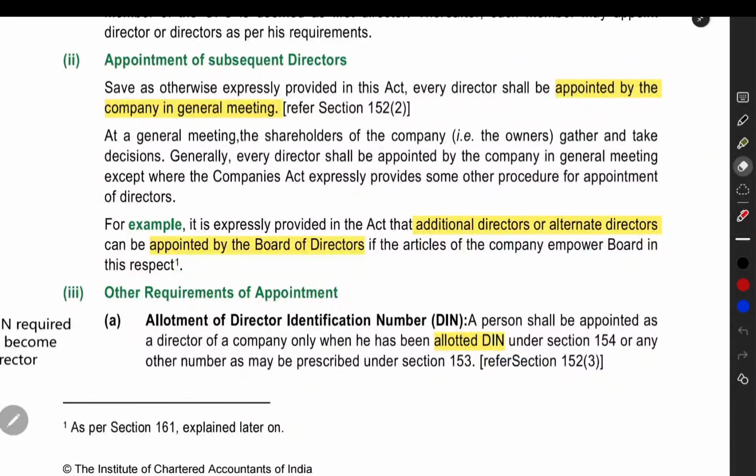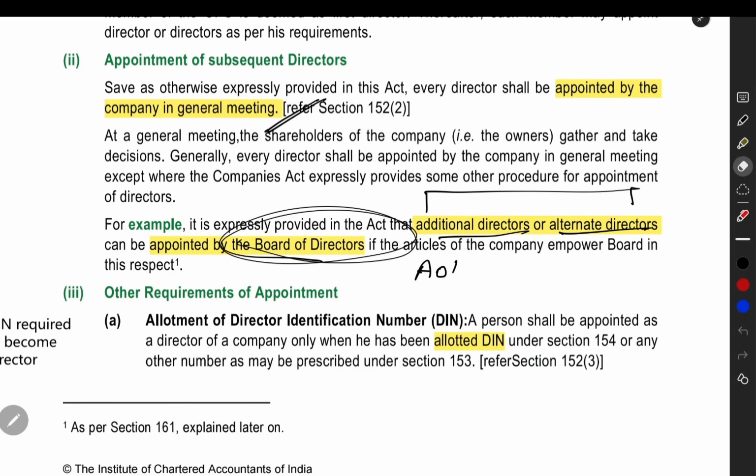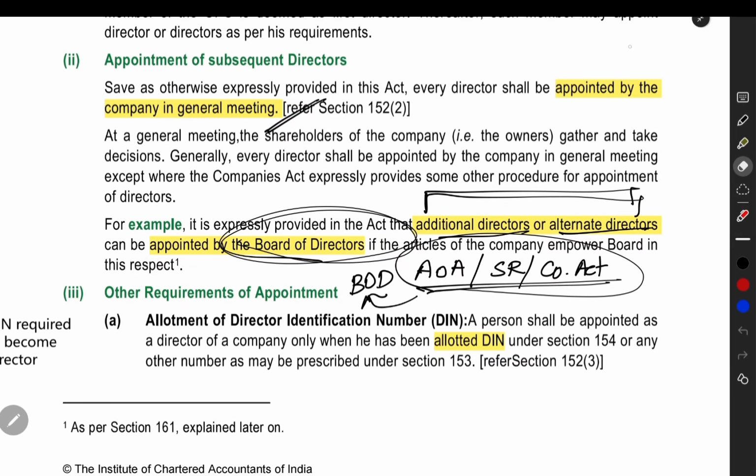Subsequent directors will normally be appointed by the shareholders in the general meeting. And then additional director or alternate director are some special kinds of directors. They will be appointed by the board of directors. The power to appoint these special directors will be given in the articles of association, or by a special resolution, or by the Companies Act, to the persons who are appointing, that is, the board of directors. This power is given in this manner to the board of directors to appoint these special directors.